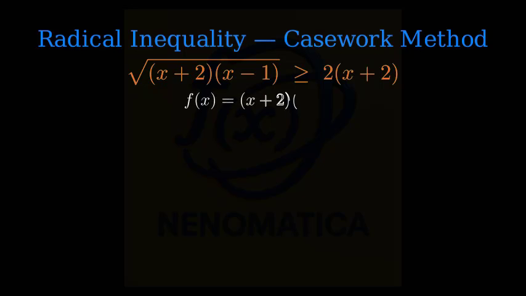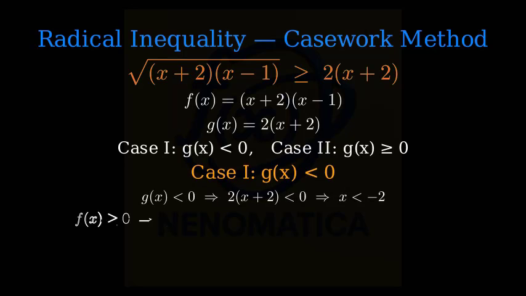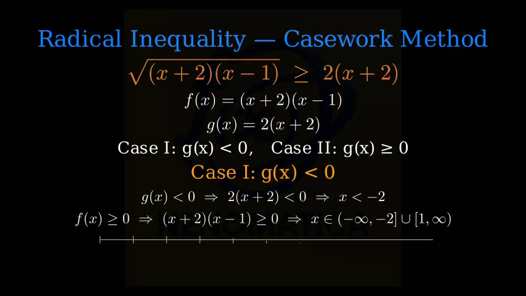To organize our thinking, let f(x) be (x + 2)(x − 1), the radicand, and let g(x) be 2(x + 2). We will use two cases, when g(x) is negative and when g(x) is non-negative. In both cases, the radicand must be non-negative. Case 1: if g(x) < 0, then 2(x + 2) < 0 gives x < −2.